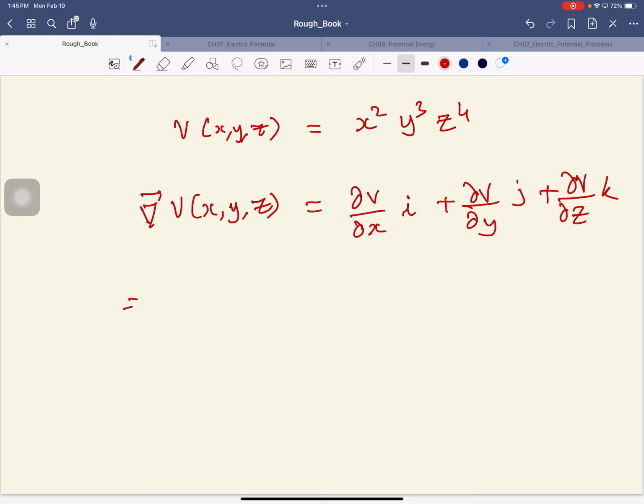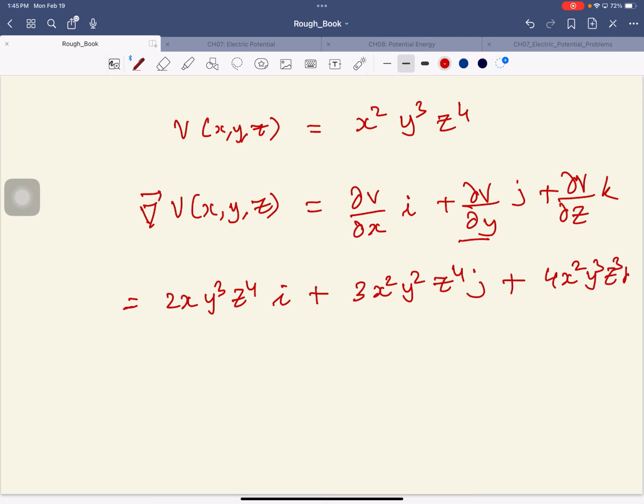So there is the gradient operator. So del V by del X, help me out with del V by del X. Partial derivative. Yes, so what is it? Well, just 2x y cubed z4. You treat the other variables as constant, okay? So when you take the next one, 3x squared y squared z4 j. Okay, so that's how you get the gradient.